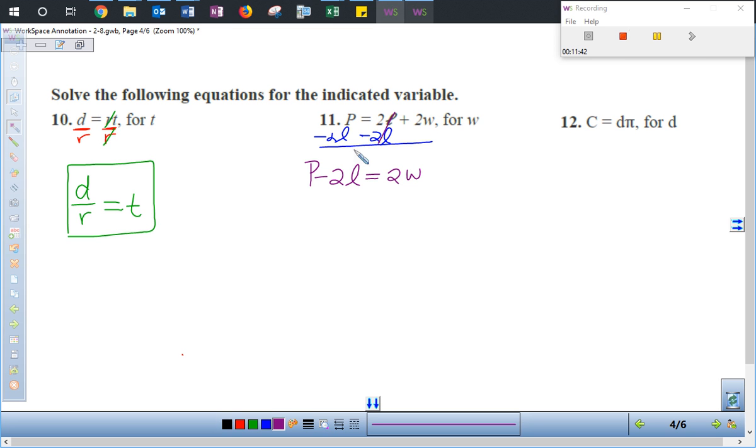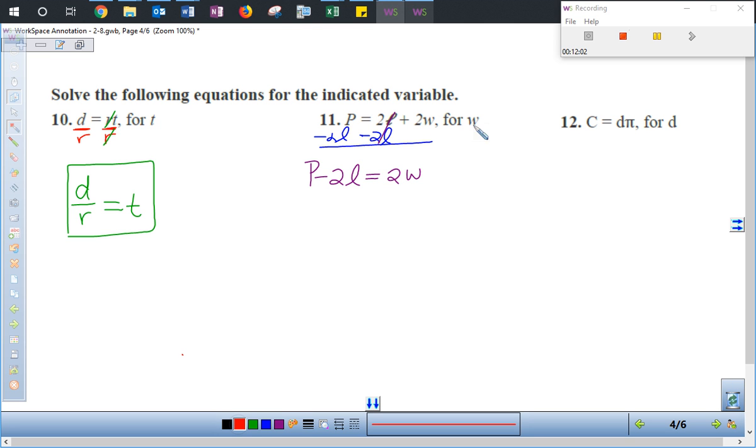Now, when we were working with x's and y's and solving for y, I said it was very important that your x term was written first. On these kinds of problems, we're working with all sorts of different variables, so it doesn't matter which term you put first, whether it be the p minus 2l or negative 2l plus p. That's your decision, and either way is okay.